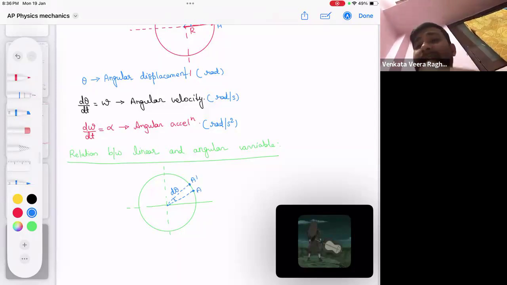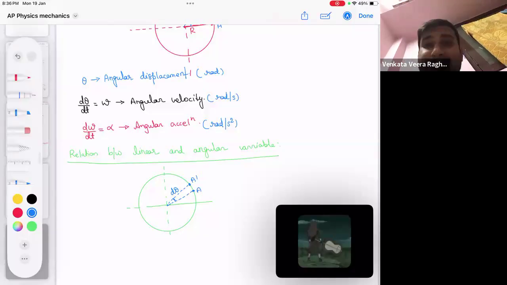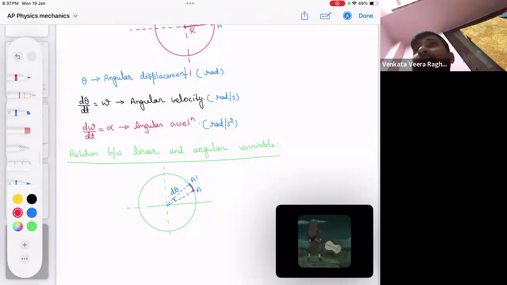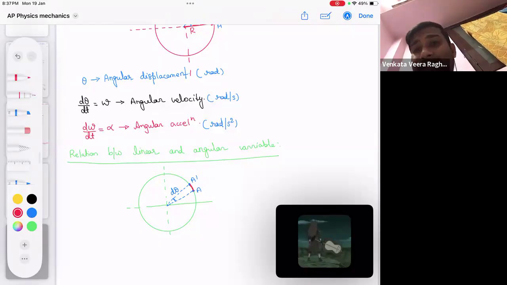So if I ask you what is the angular displacement, can you answer it? What will be the angular displacement of the particle from A to A dash? It will be d theta, right? The small angle theta it has covered. So angular displacement will be d theta. And if I ask you what is linear displacement? Meaning, along the tangent, how much it has moved? Let's call it S. S is the tangential distance, how much it has moved.